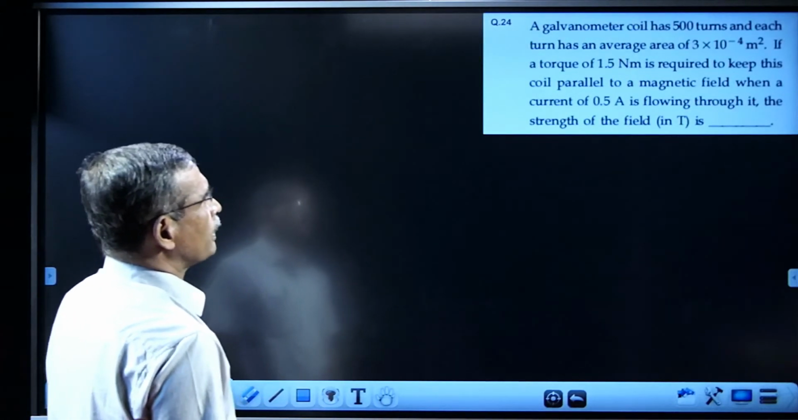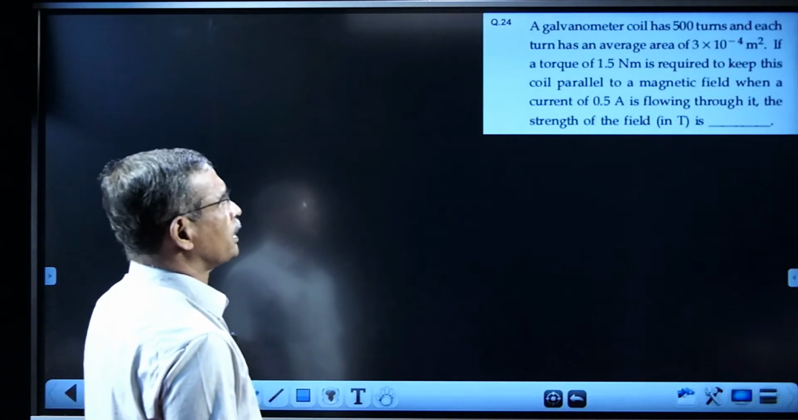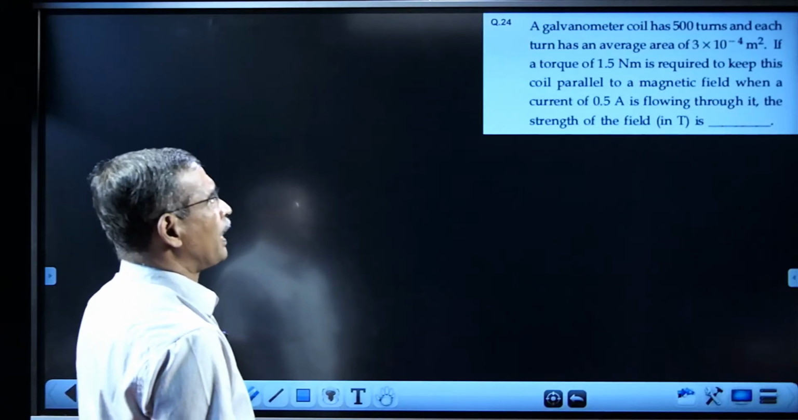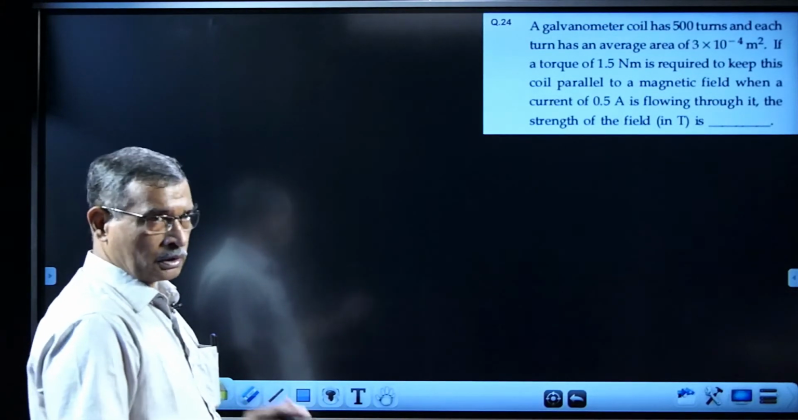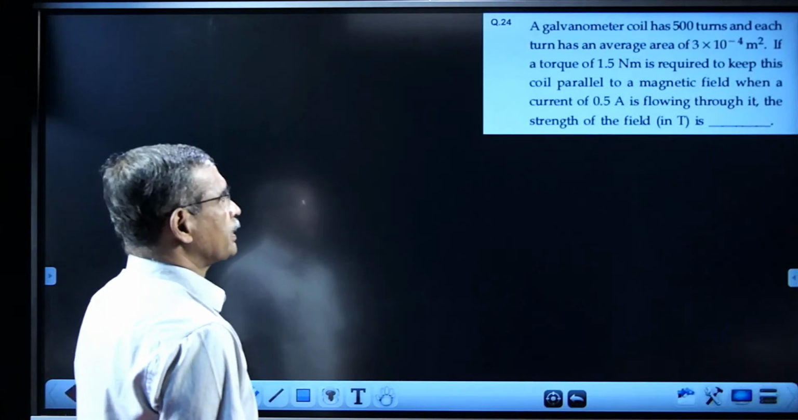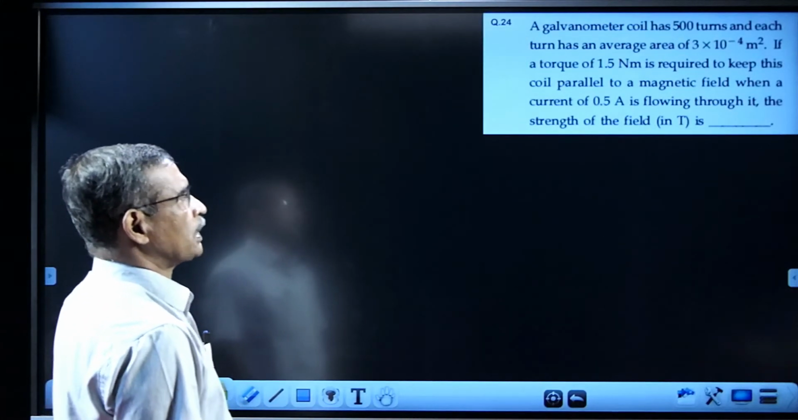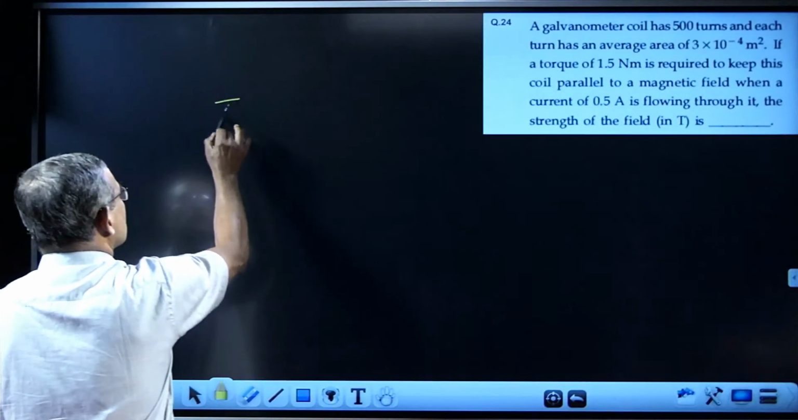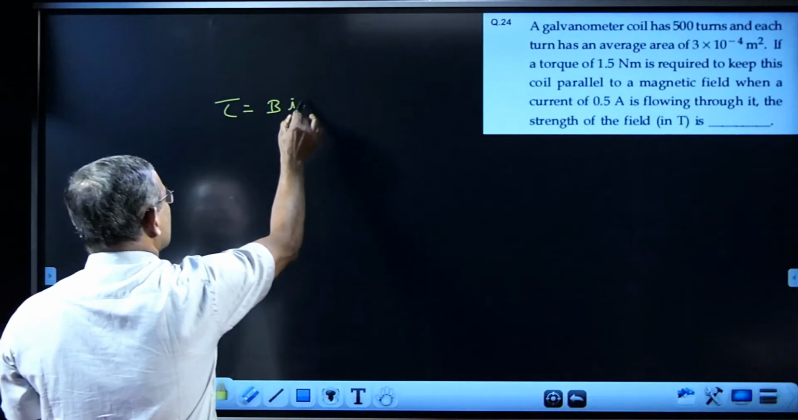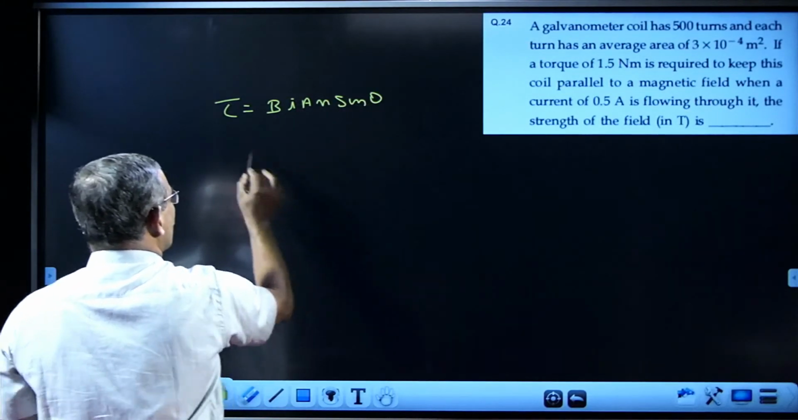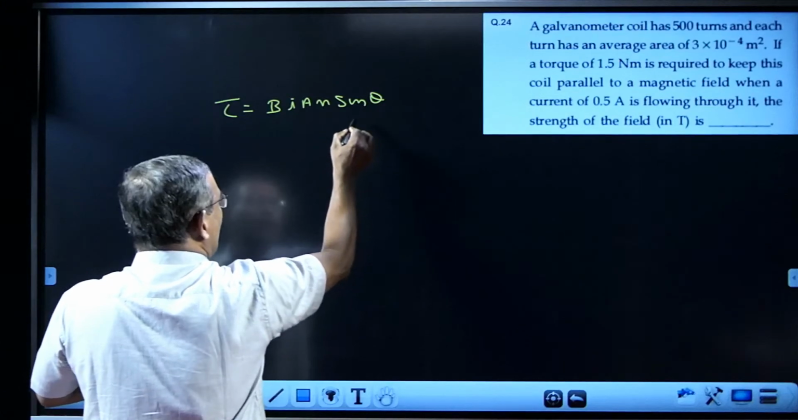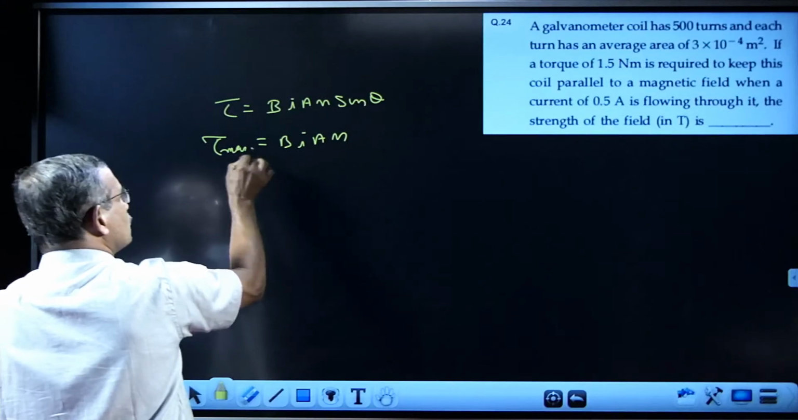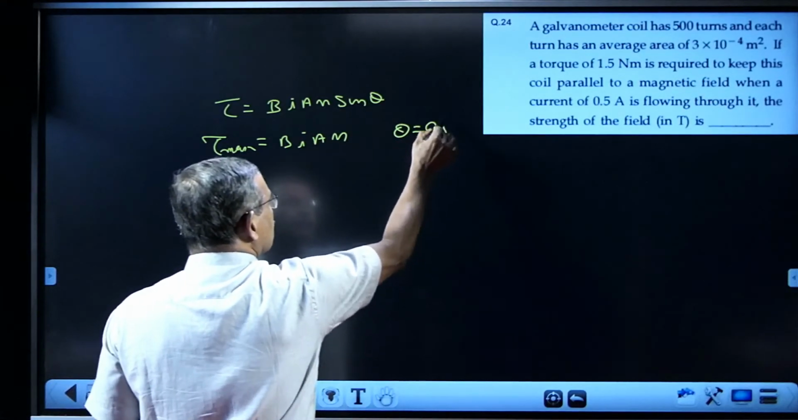A galvanometer has 500 turns, and each turn has an average area. Its torque, required to keep the coil parallel to the magnetic field with the mean area vector perpendicular, is 1.5. When a current flows through it, what is the strength of the field? We know the maximum torque formula, BIAN sin theta. Sin theta is 1, so tau max is equal to BIAN, because theta is 90 degrees, as given.